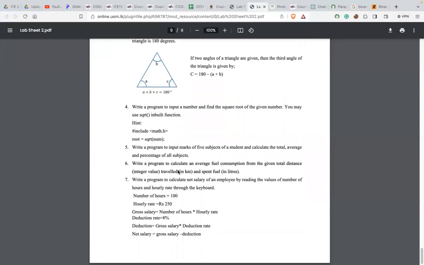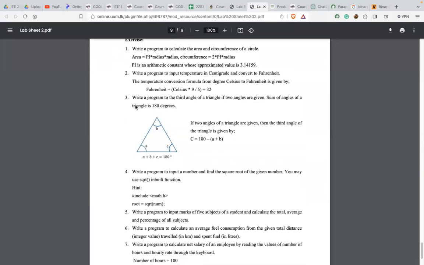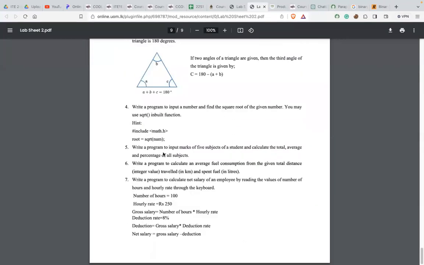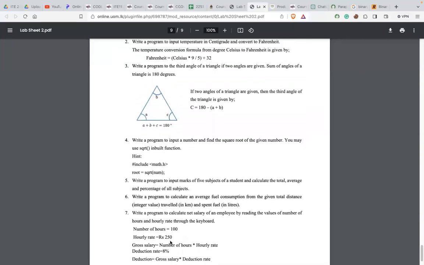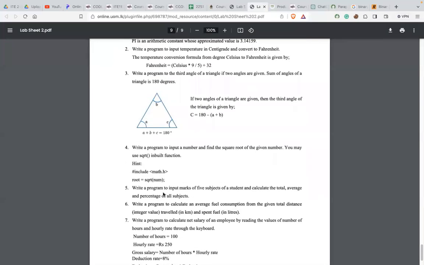Okay, does anyone have issues in these 7 questions? I think I did the first 2 questions. Did you try out any issues? Do I need to explain these 7 questions? Yes or no?